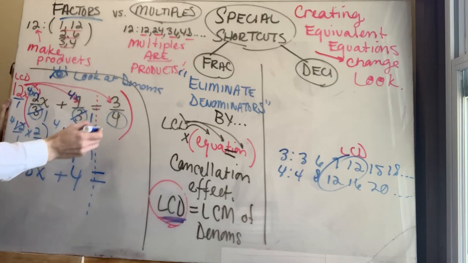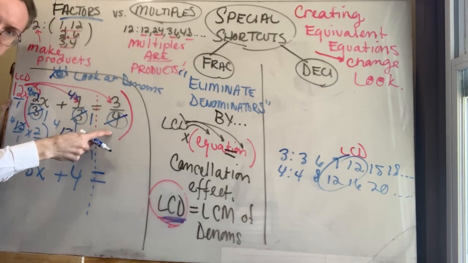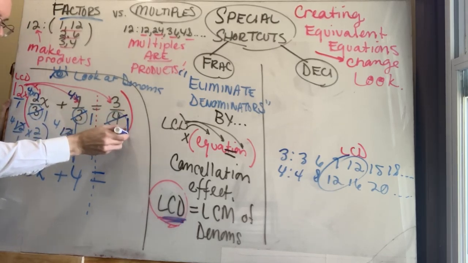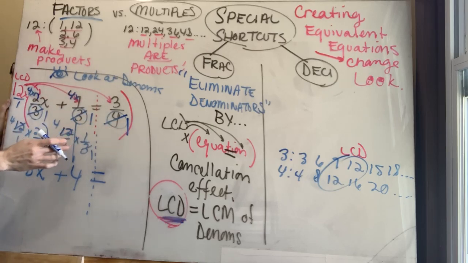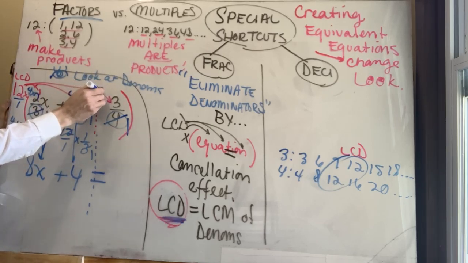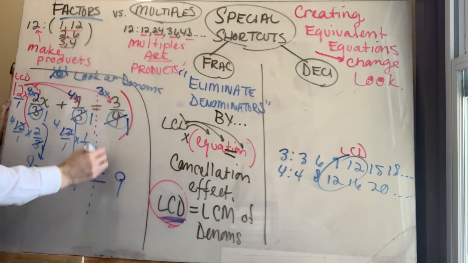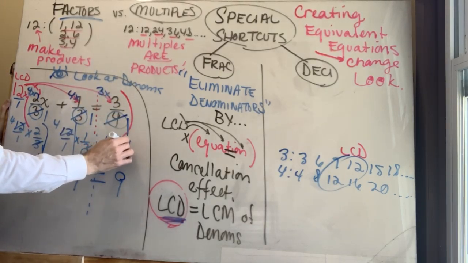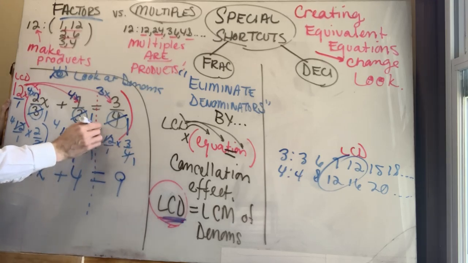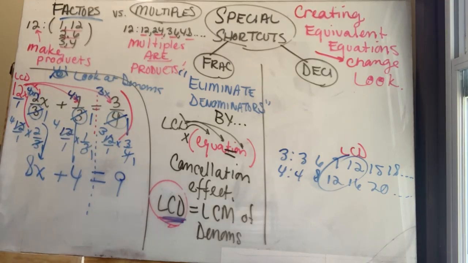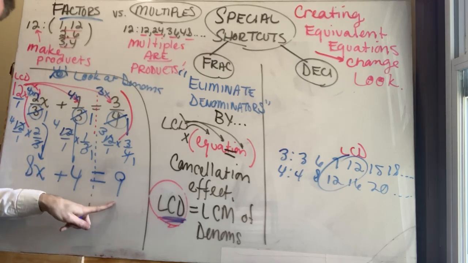12 times 3, 4, so we'll cancel out this 4 here, alright? Leave it as a 1, every time it will be that way. And in this case, you're going to have 3 left over, so it'll be 3 times 3, which is 9. Here again is the minutia. You would have a 3 from cross cancellation. Now, what do you end up with? You have 8x plus 4 equals 9.